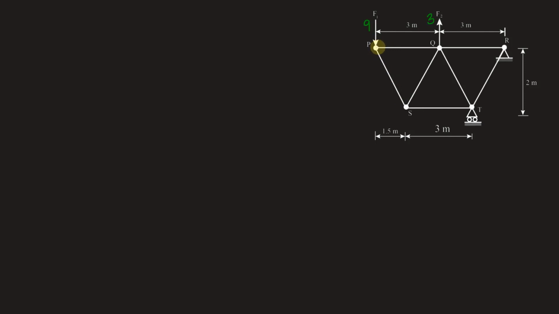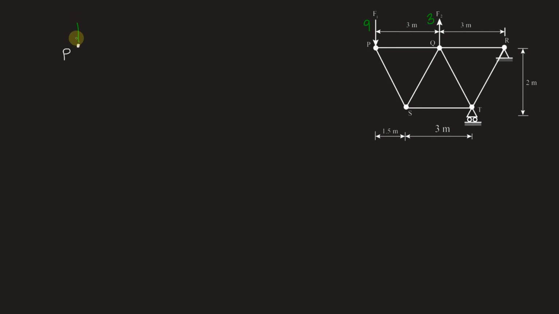Once we choose joint P, we need to reach member QS. In order to reach member QS, we cannot take Q again because of more unknowns. So we will take S instead. When we take S, we have again 2 unknowns here, force in QS and force in ST, as force in PS we can already find from step 1. So let's do it. In step 1, we take joint P.